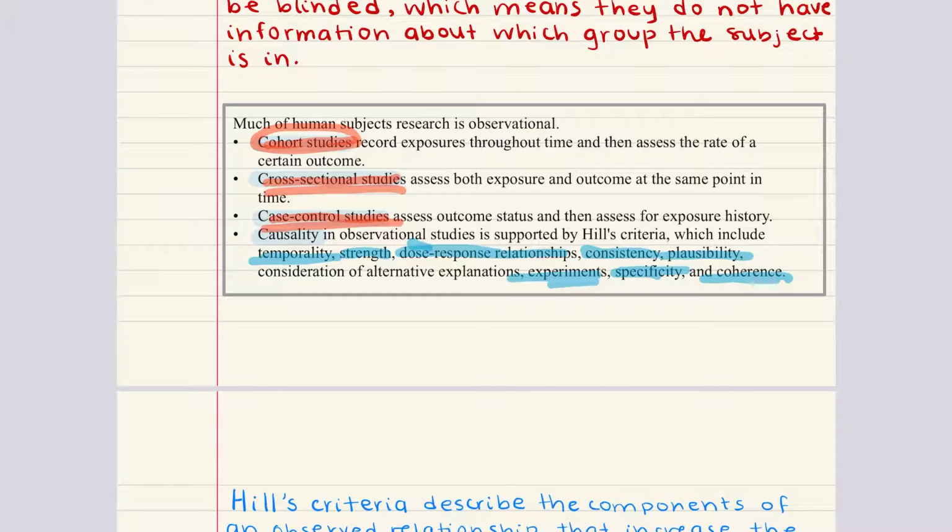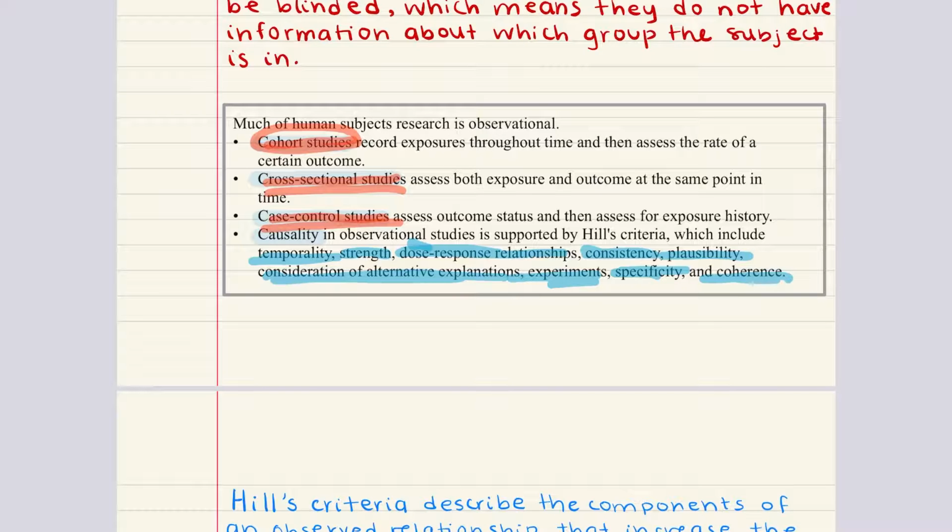And then finally, we have consideration of alternative explanations. Researchers must rule out other factors that could explain the observed relationship. For example, genetic predispositions is a good one.